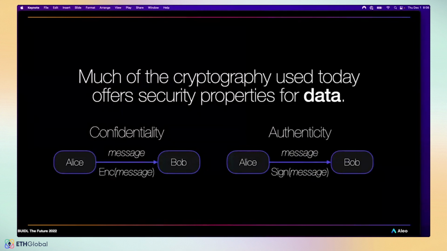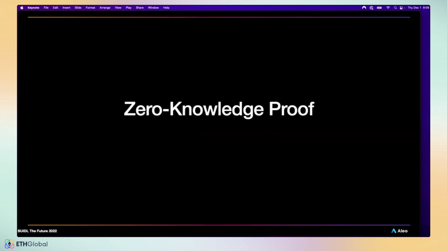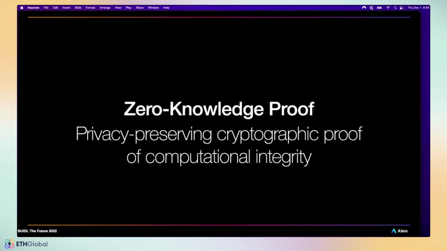And these techniques are really incredibly powerful, and we see them used in a number of systems, but they don't provide guarantees about computation, the integrity of computation. They don't provide guarantees about the privacy of computation. And this is really where zero-knowledge proofs come in. Now, formally, zero-knowledge proofs are privacy-preserving cryptographic proofs of computational integrity.